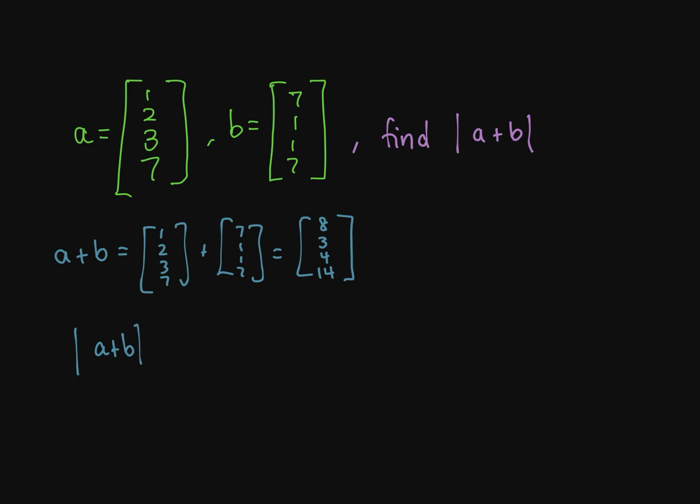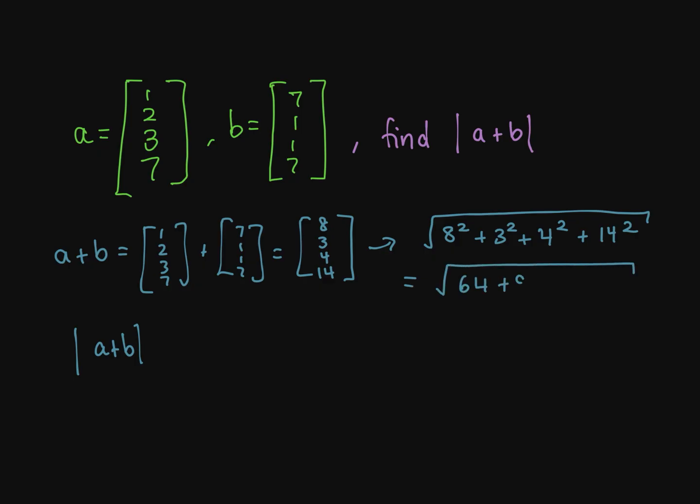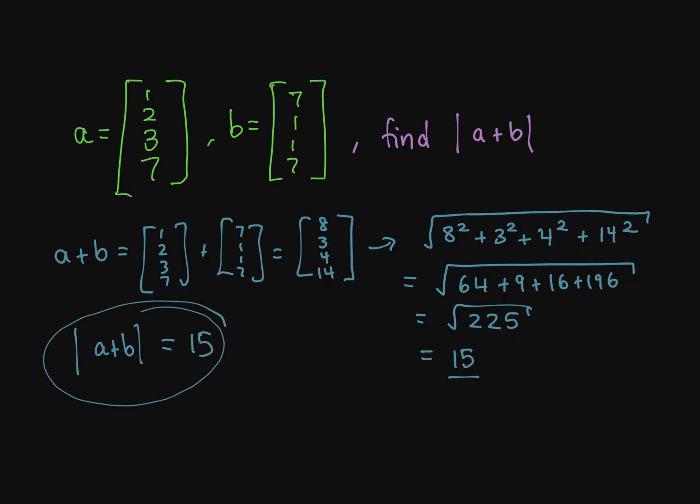We can use the formula we learned earlier. So let's get the square root of all the squares of the components. So that should be the square root of 8 squared plus 3 squared plus 4 squared plus 14 squared. And from here, it's just some simplification. So this is equal to the square root of 64 plus 9 plus 16 plus 196. And if you add all this up, you get 225. So your final result should be the square root of 225, which simplifies to 15. So the magnitude of the vectors a plus b is 15.